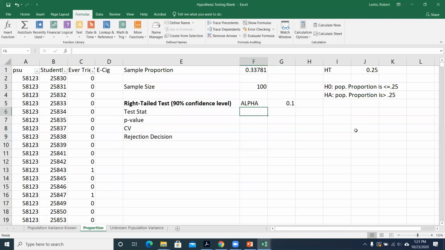So the first part of doing this in Excel is really just using Excel as a calculator. When you're calculating your test statistic, we're just entering that formula and selecting the things that we want to plug the numbers into that formula for.